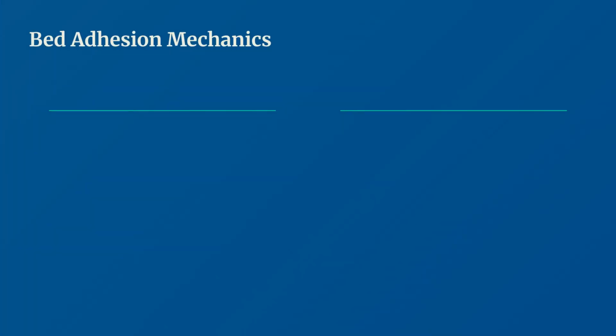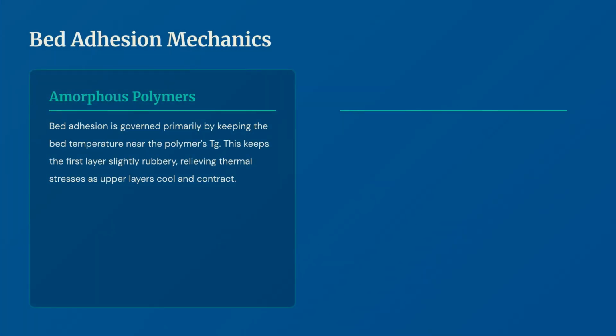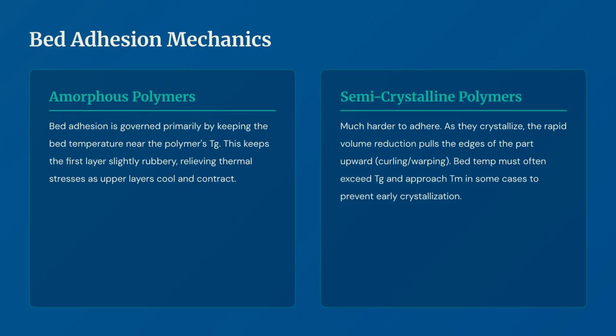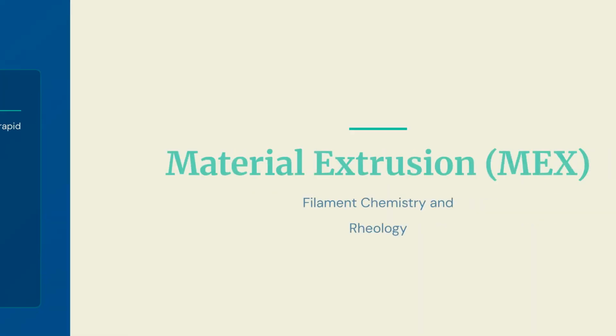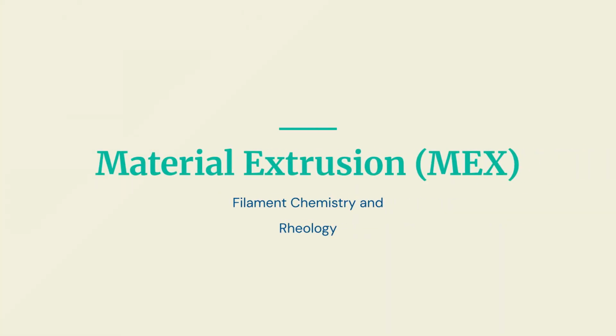Bed adhesion is managed differently for each. Amorphous polymers are best printed near their glass transition temperature, whereas semi-crystalline polymers require higher bed temperatures to mitigate the effects of rapid volume reduction. This concludes our overview of material extrusion, filament chemistry, and the rheological principles governing these printing processes.